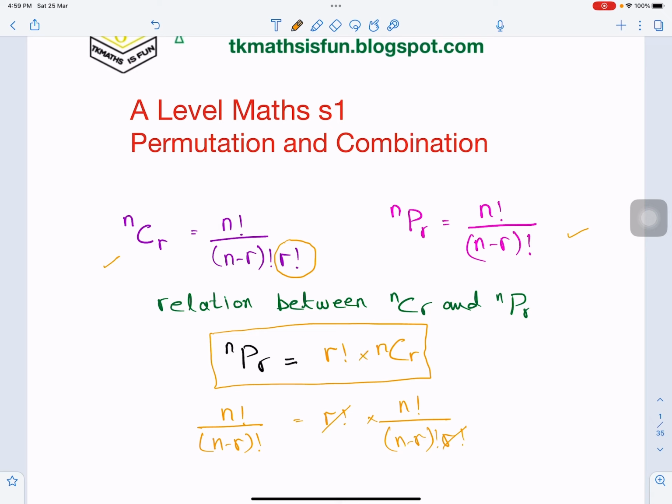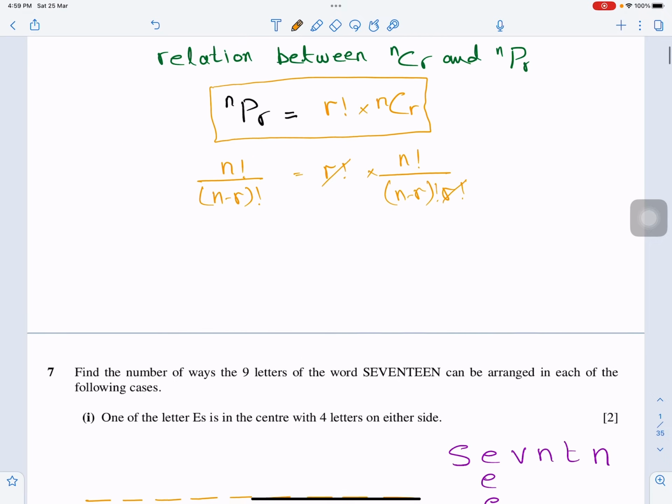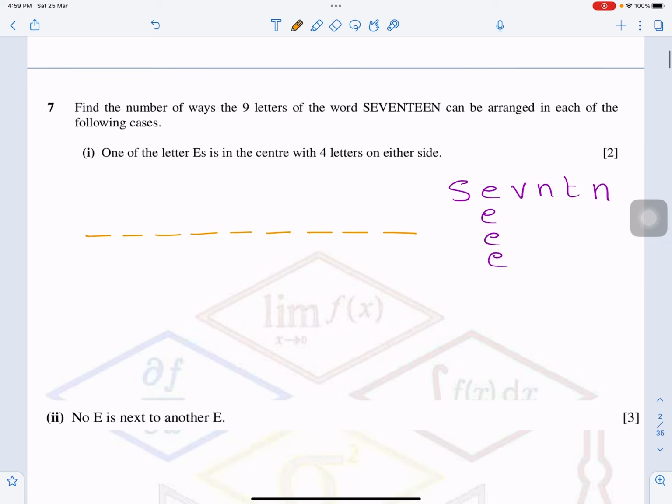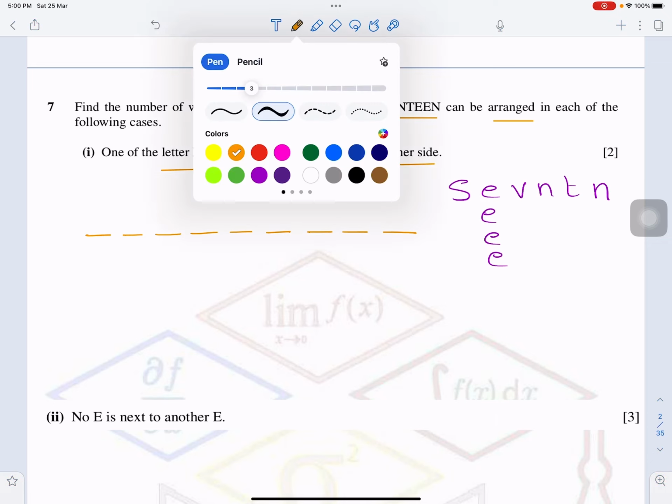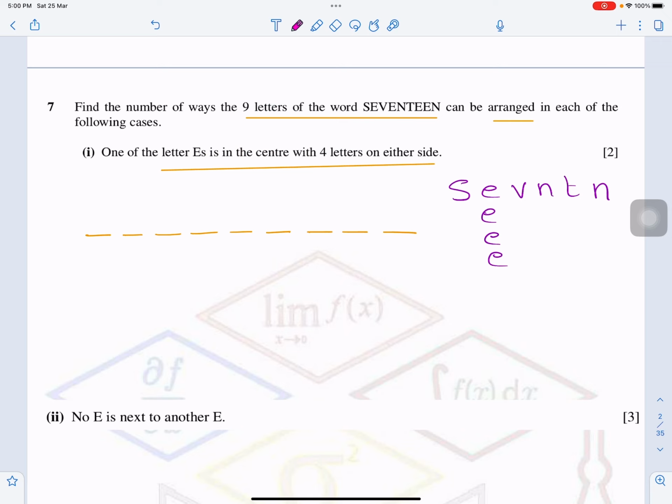There are questions in past papers where this relationship helps to solve the question. So let's start here. The question is: find the number of ways the 9 letters of the word EVENTEEN can be arranged in each of the following cases. There are 4 cases in this question. The first case is one of the letter E's is in the center, with 4 letters on either side of the center point. I have written the word in this form.